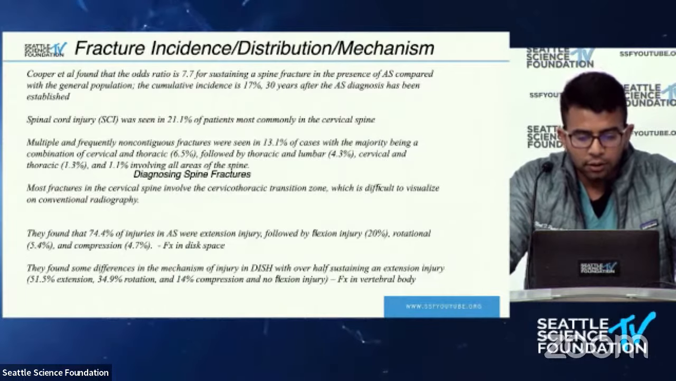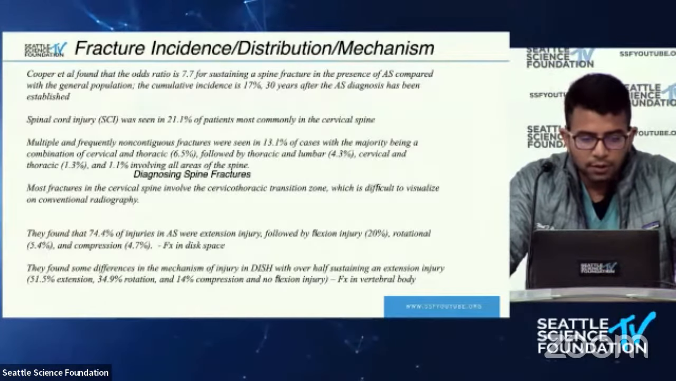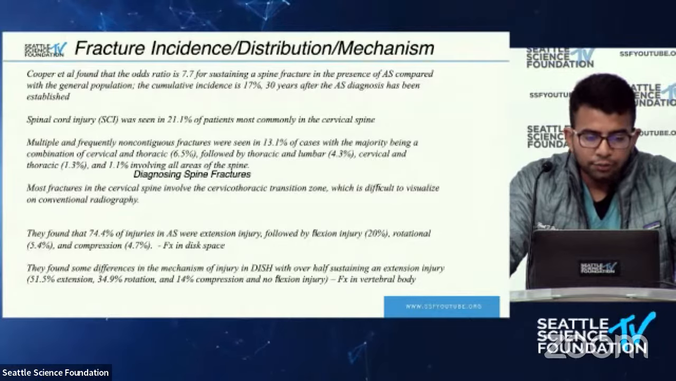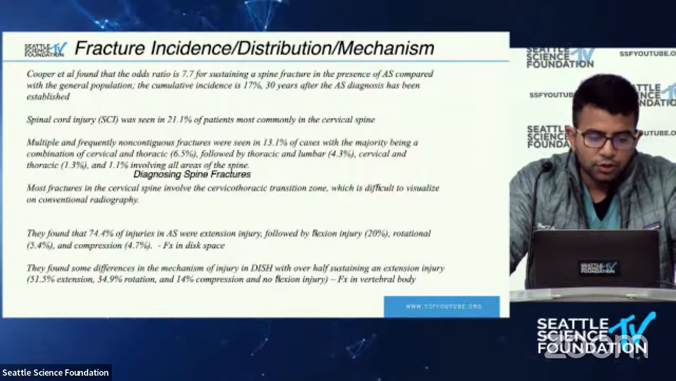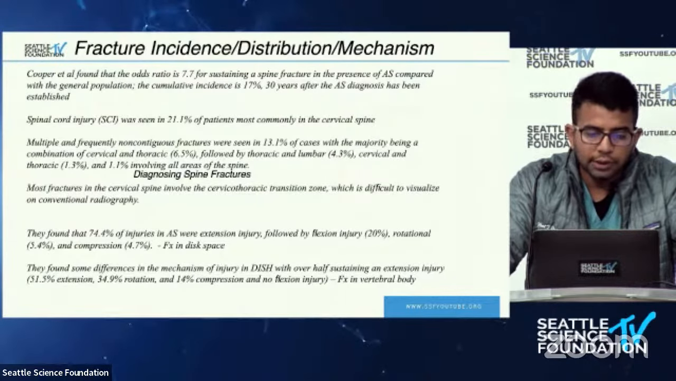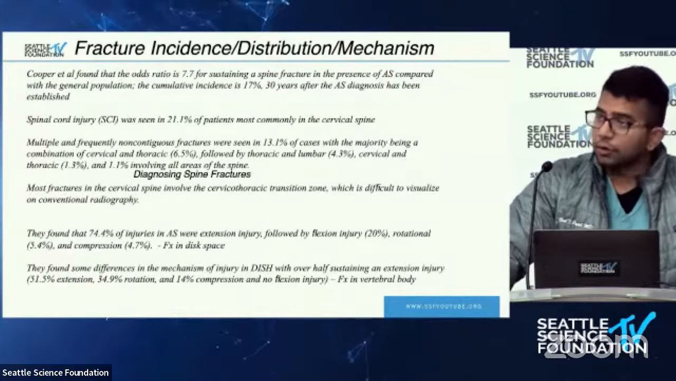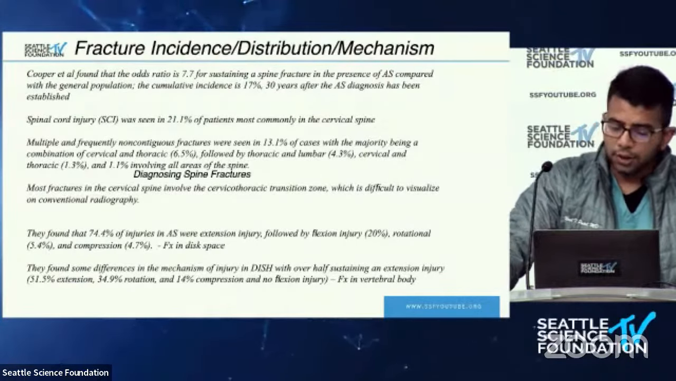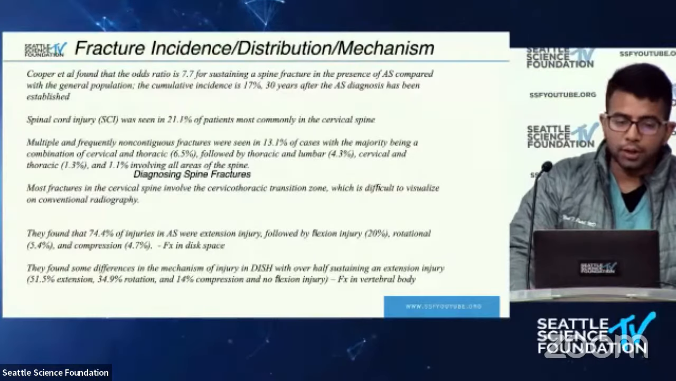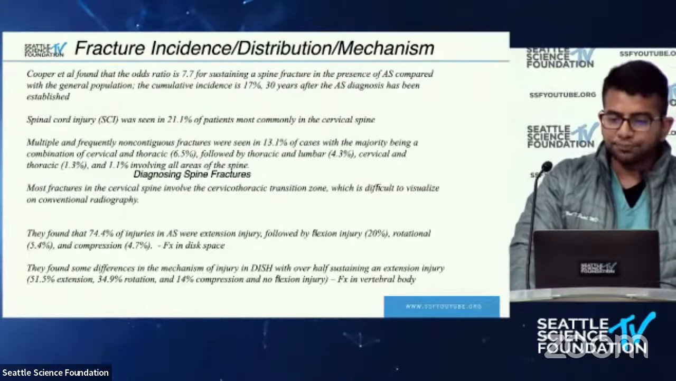And then again, another difference between AS and DISH is the type of injury. AS patients will get extension injury 74.4% of the time, versus DISH patients, who again do get extension injury, but 51% of the time, and then there is more of a rotation and compression component in those patients. And the other difference is AS patients usually get fractures through the disc space, and DISH patients would get fractures through the vertebral body. Something to think of as well there.